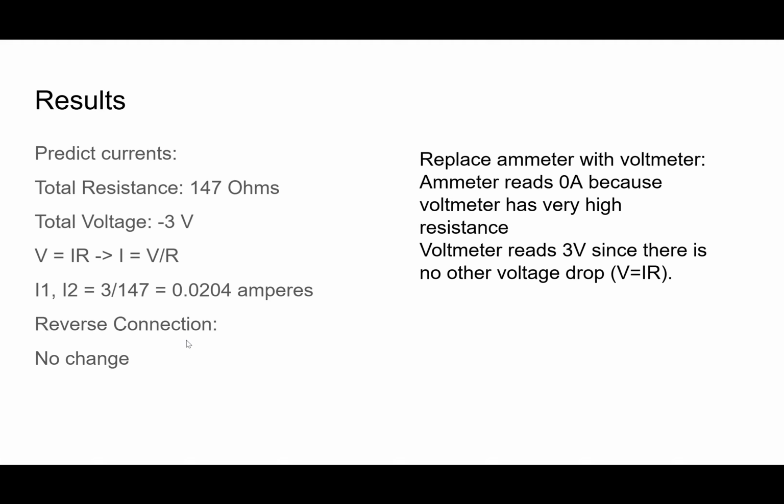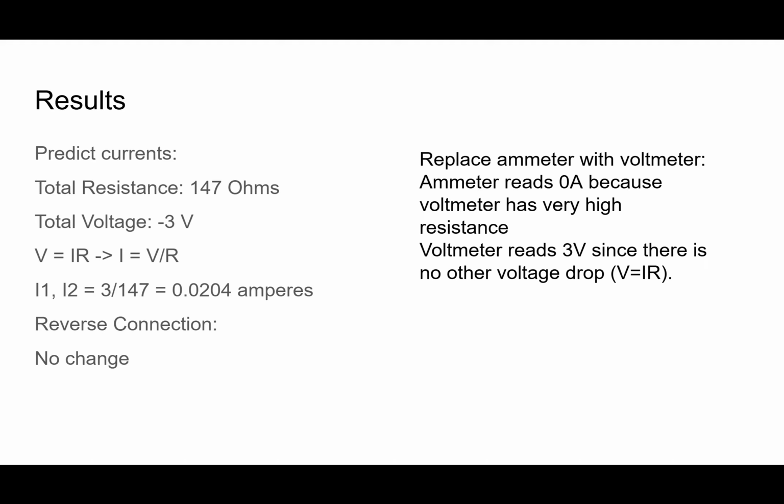So we made the prediction that the total resistance is 147 ohms and the total voltage is -3. We use all this to calculate the current of 0.0204 amperes. No change when we reverse the connection.